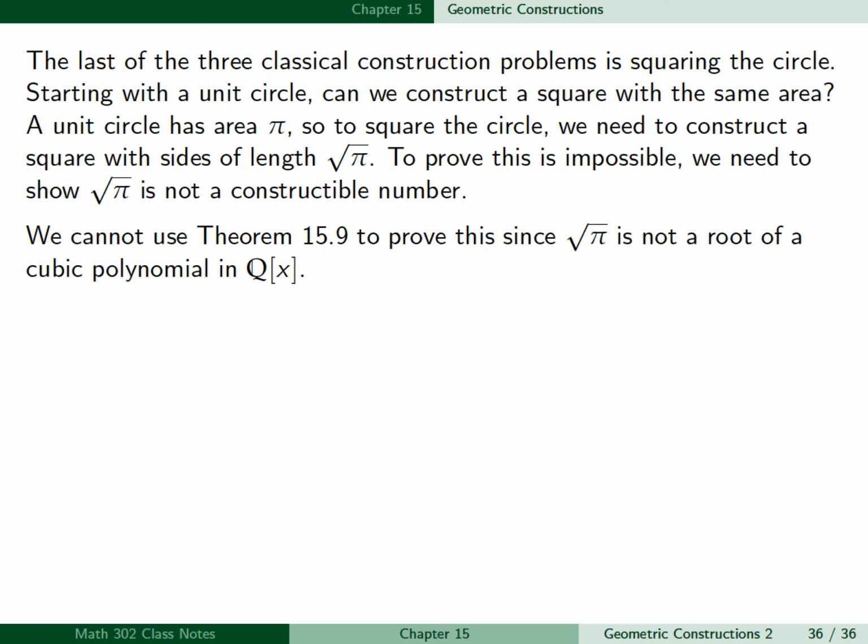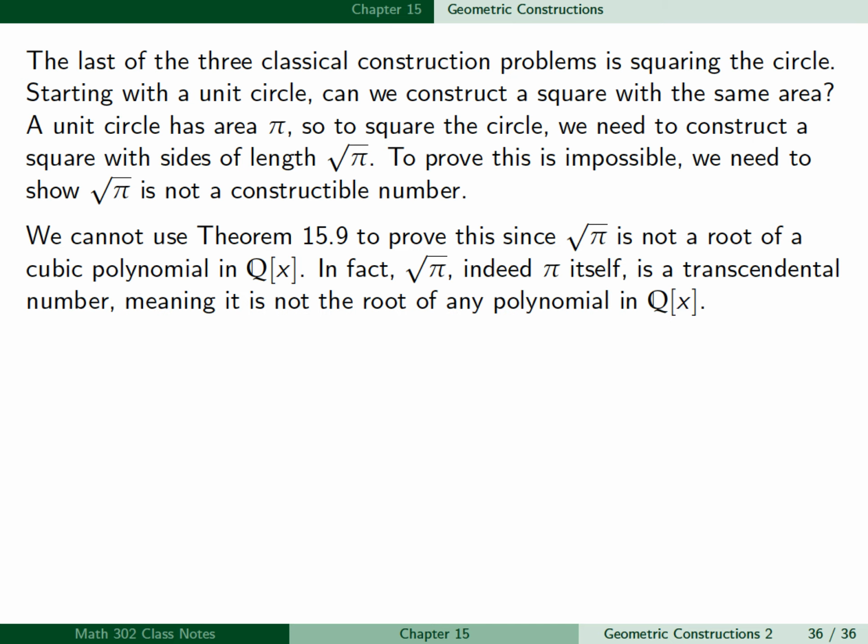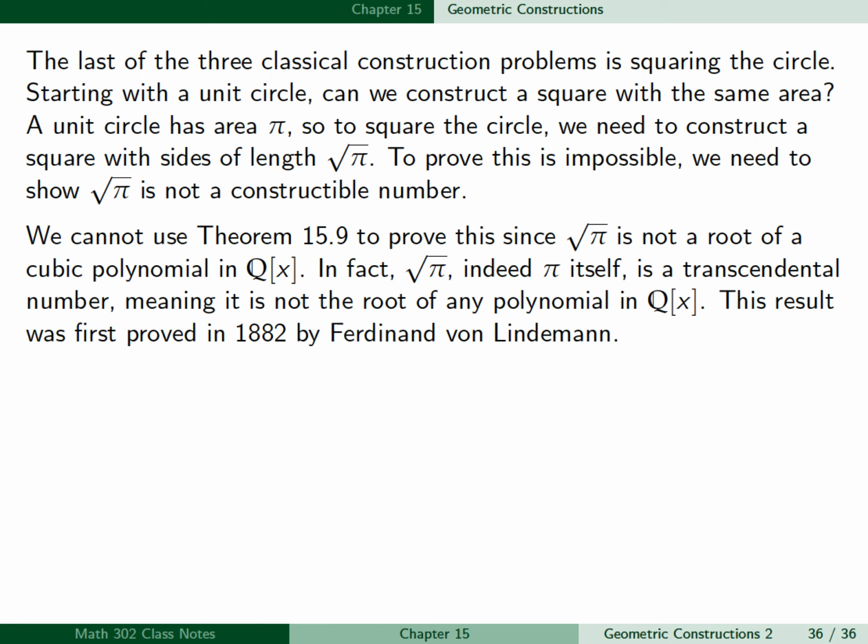Now, we cannot use theorem 15.9 to prove this, since square root of pi is not a root of a cubic polynomial in Q[x]. In fact, square root of pi, indeed pi itself, is a transcendental number, meaning it is not the root of any polynomial in Q[x]. And this result was first proved in 1882 by Ferdinand von Lindemann.